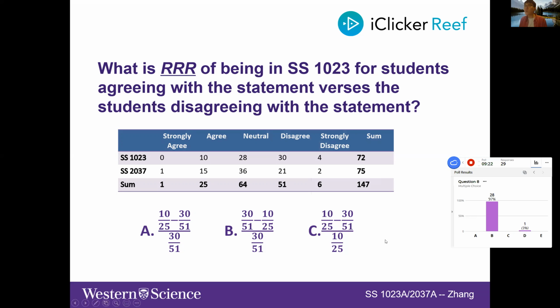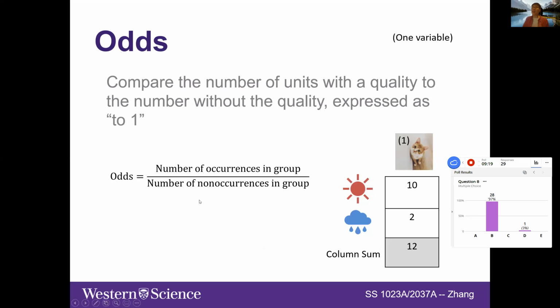And sometimes, I don't know why they can't come up with another idea, but there's another way to describe such a relationship. There's another type of measure, not like the percentage, but more like a comparison within the group. There's a concept called odds, which is defined as the comparison between the number of units with the event versus the number of units without the event.